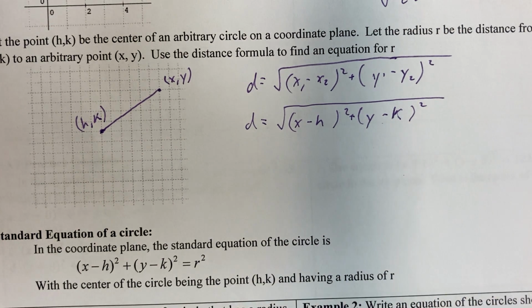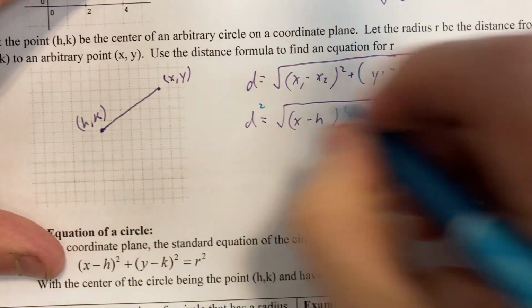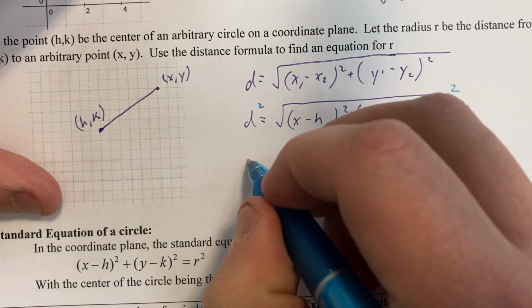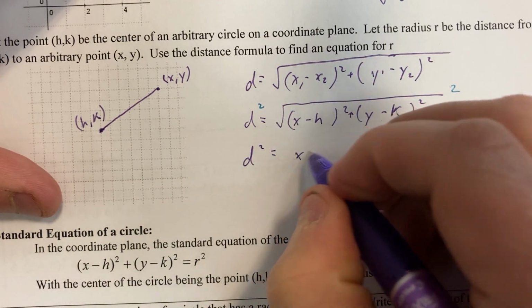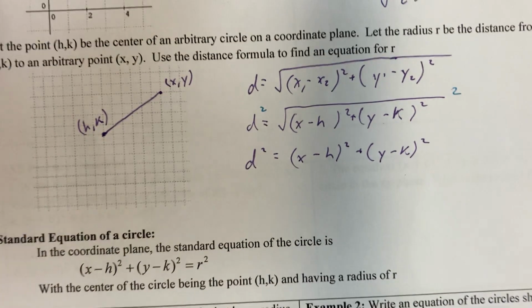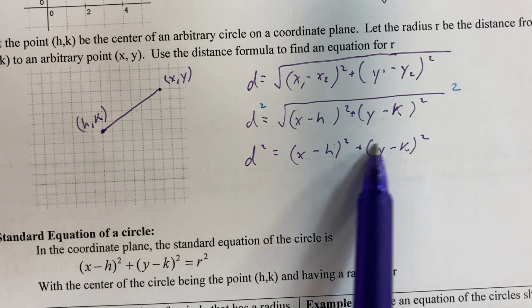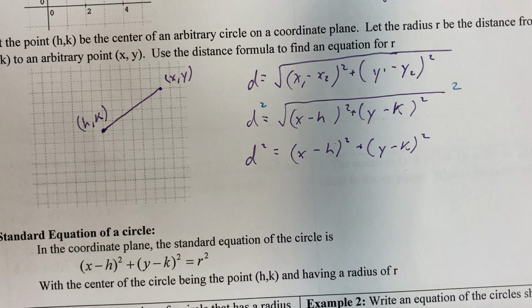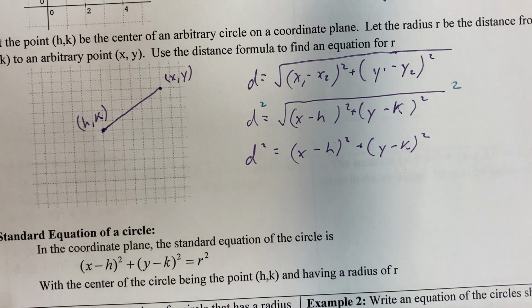If I square both sides of this equation, that gets rid of the square root. So what we have here is d squared is equal to (x minus h) squared plus (y minus k) squared. And this is looking a lot like the Pythagorean theorem, a squared plus b squared equals c squared. Yes, it's d, but in the Pythagorean theorem we have something squared plus something squared equals something squared. The distance formula is just a disguise of the Pythagorean theorem.